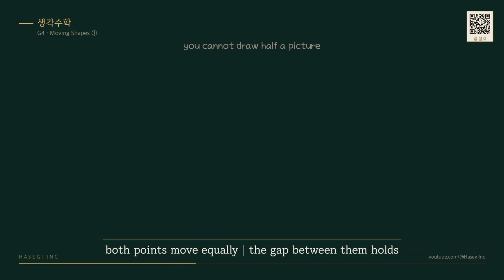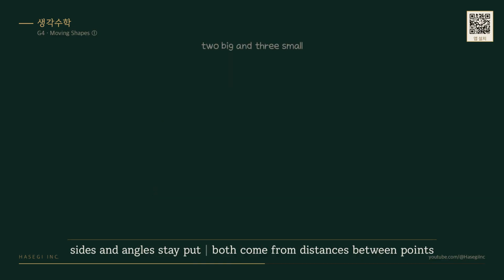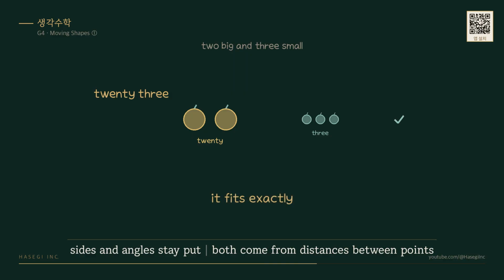Look at the distance between any 2 points. Both move by the same amount, so the gap between them is unchanged. That is why side lengths and angles stay put. Both are decided by the distances between points.